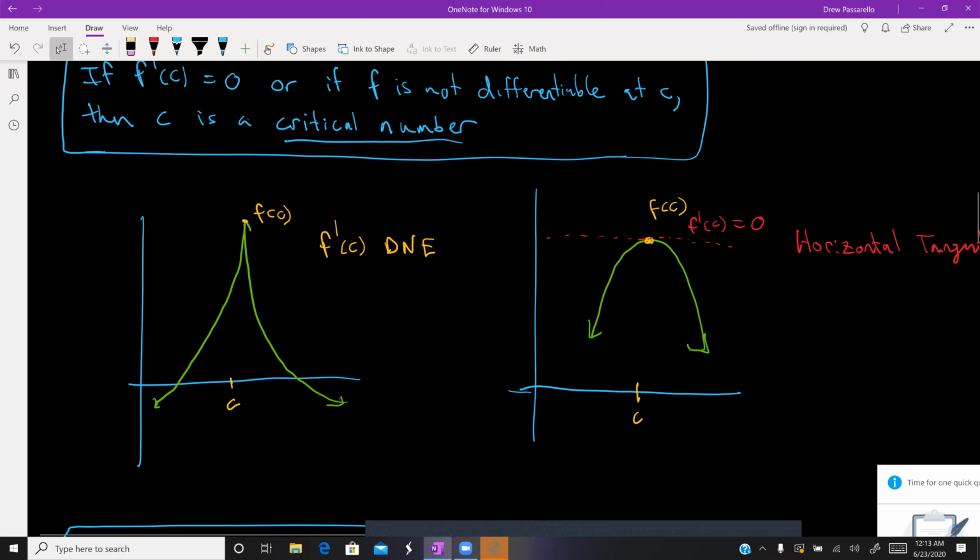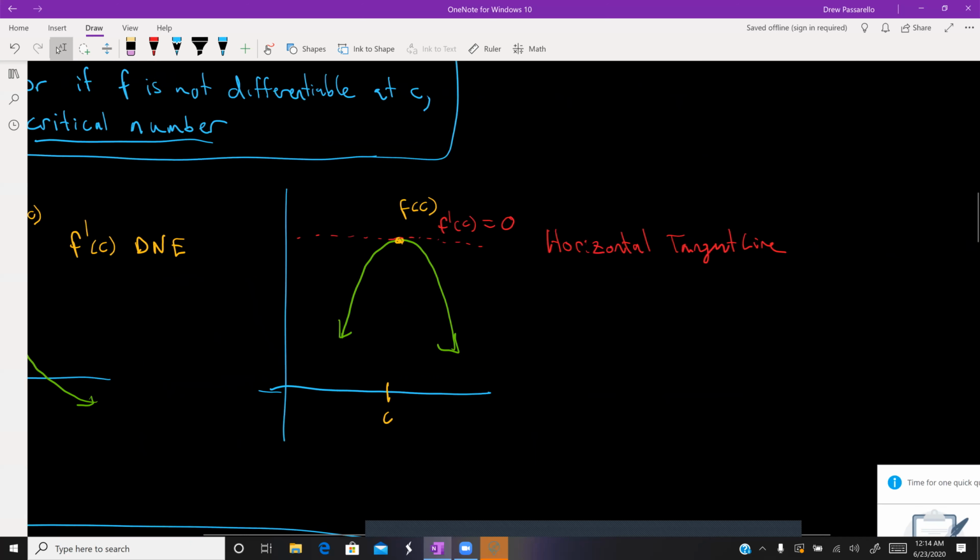All right, so I drew two pictures. The first one has f prime of c does not exist. So you have this cusp-like thing going on in the graph, and there's no way you can draw a horizontal tangent line to this point. Any tangent lines you draw, as you get closer and closer, don't converge to a single tangent line. So you can't draw a tangent line at this point c, where the y-coordinate is f of c. So f prime of c does not exist.